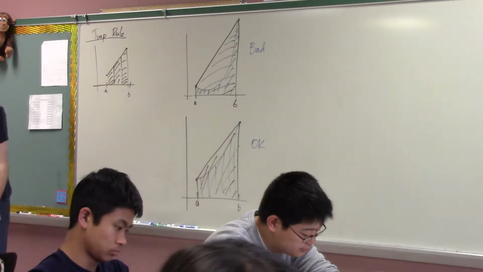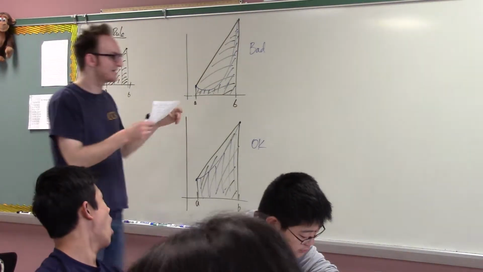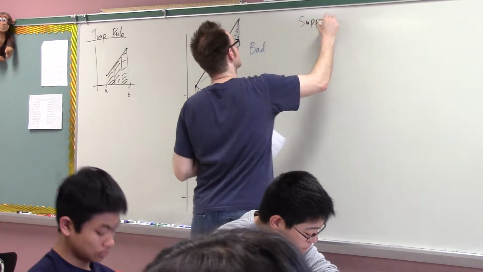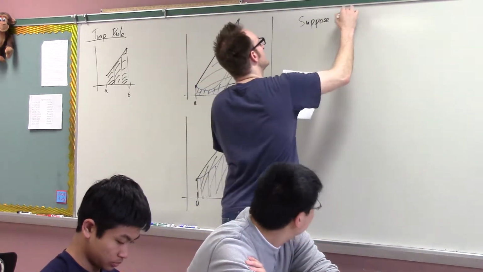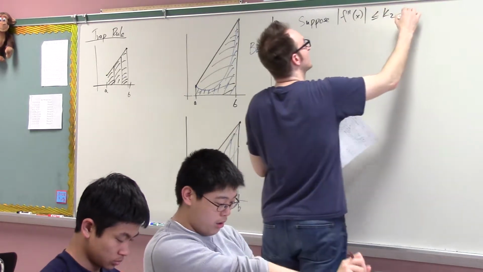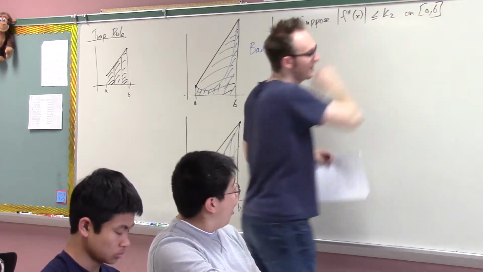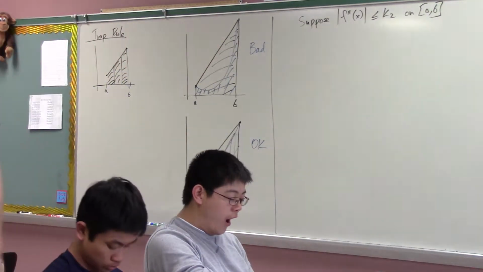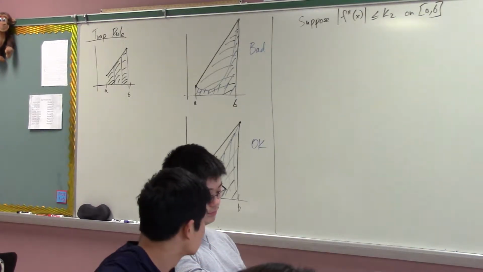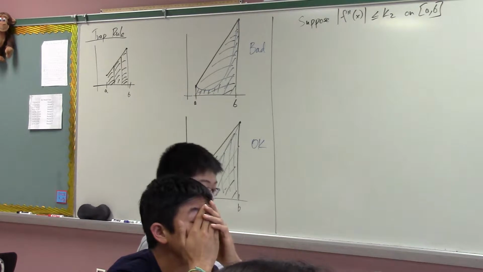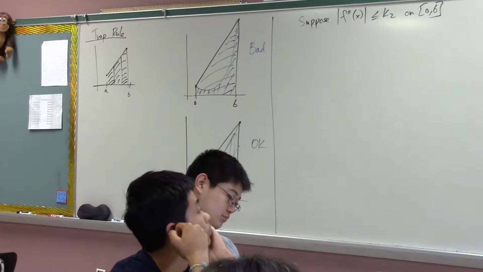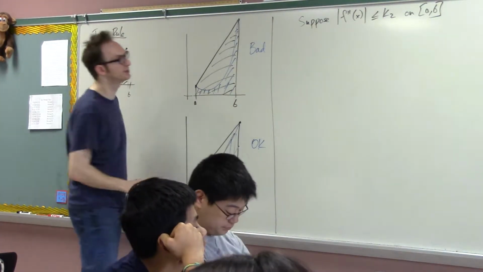All right, so now what is relevant is the size of the second derivative. Okay, so let's suppose, just like we did before, that the size of the second derivative is less than some constant on some interval. So if we can cap the second derivative, then we can figure out how much error at most we're going to produce. Okay, and what kind of behavior will produce the most error?